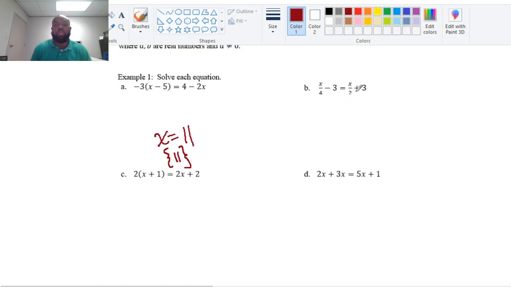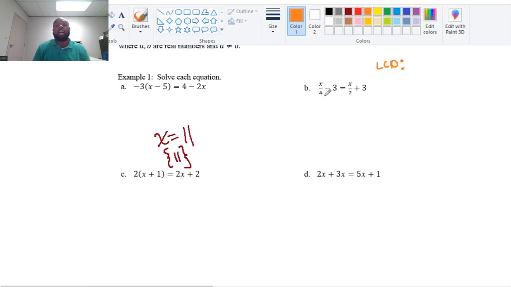We're going to look at this second one together because I want to show you something that we'll use when we solve rational equations. I have x over 4 minus 3 equals x over 2 plus 3. Now, I'm going to do something that you may not do. I don't want to work with these fractions here, so I'm going to find my lowest common denominator.